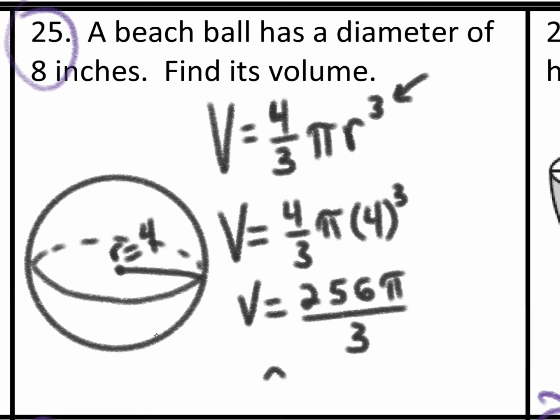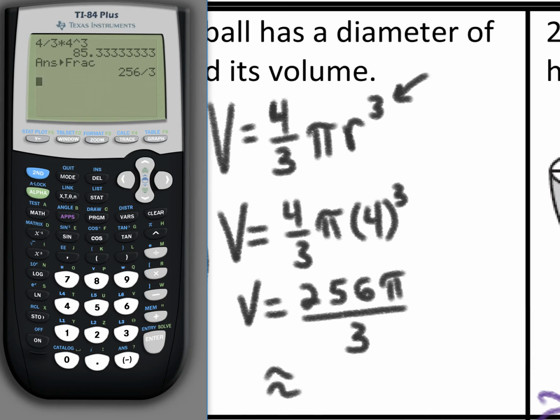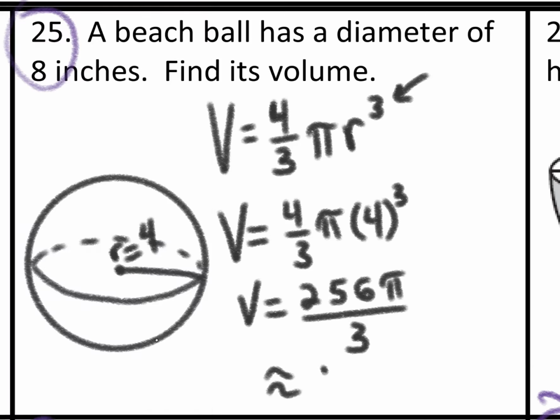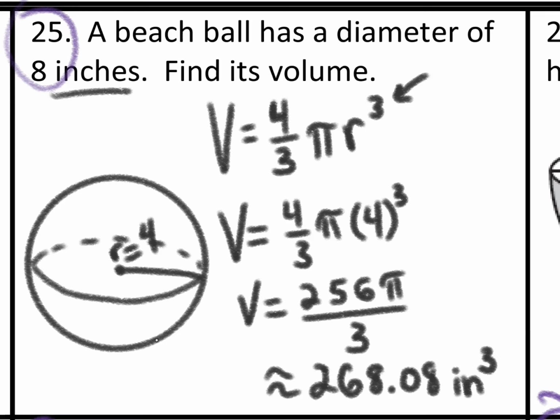But if you wanted the decimal, that would be approximately, let's see what the calculator says. Take our answer, multiply it by pi now, and we get 268.08. And it was 8 inches, so it's going to be inches cubed. And there's our volume of the beach ball.